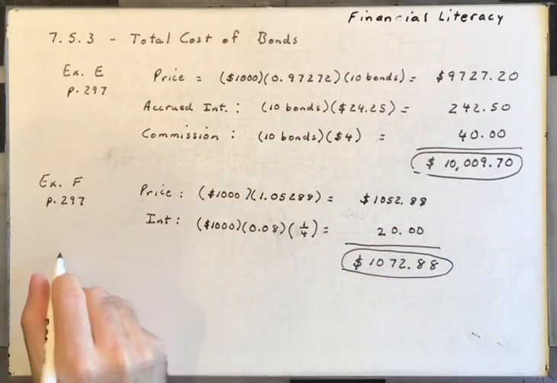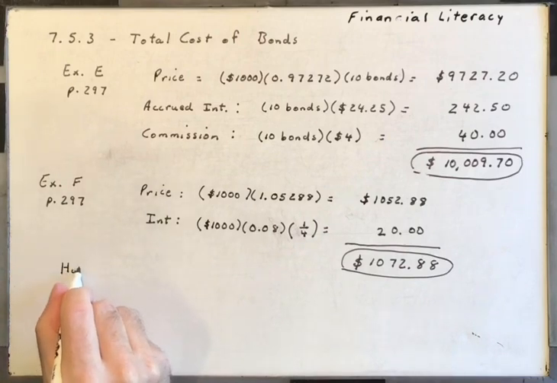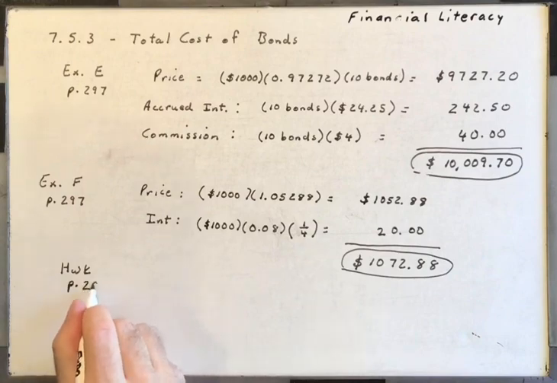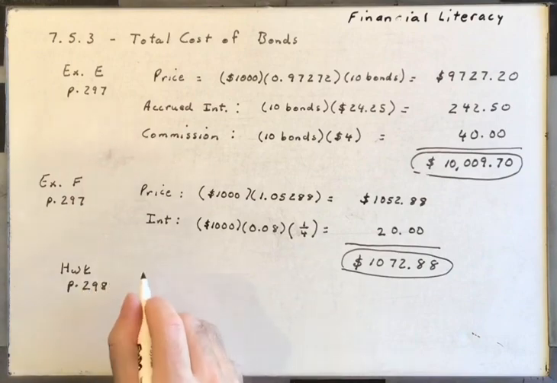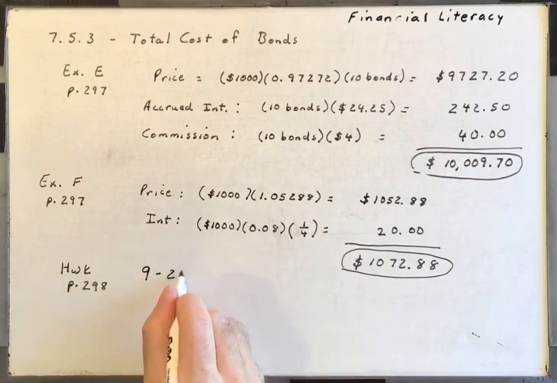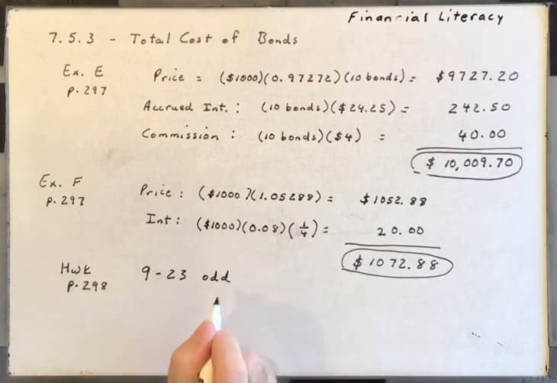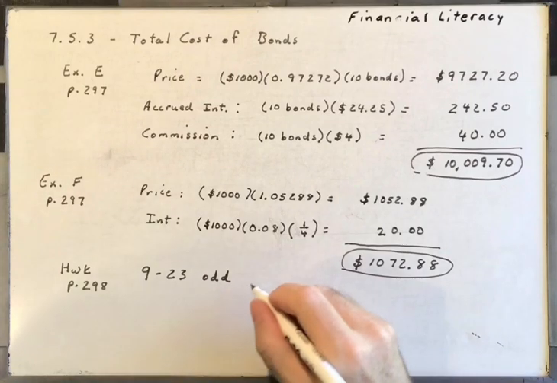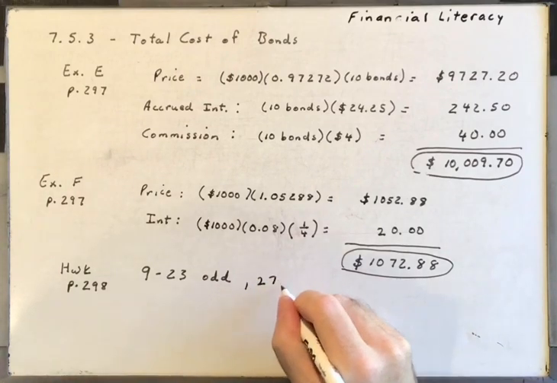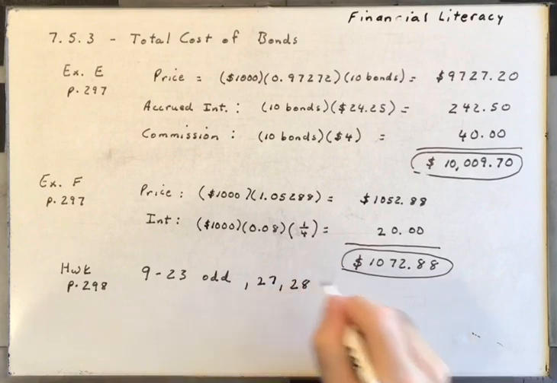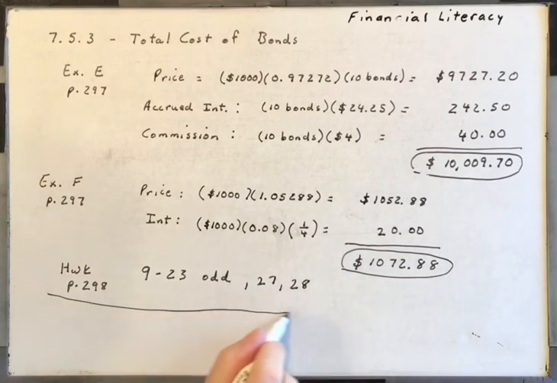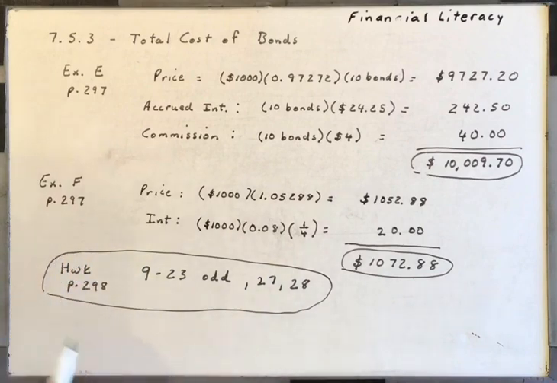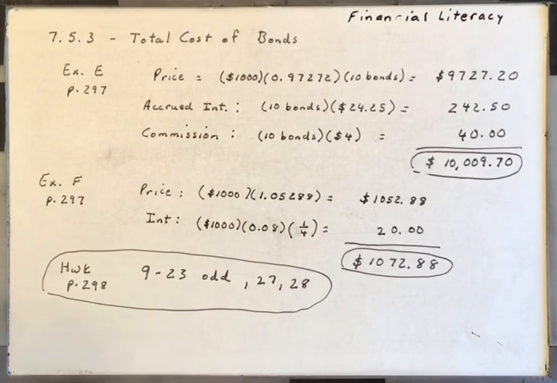All right, what is the homework? So if you're watching this in 2020, this will be the homework due Friday. You got to do 9 through 23 odd, 27, and 28. That'll be your last homework assignment before Thanksgiving in 2020. And I will talk to you after Thanksgiving.